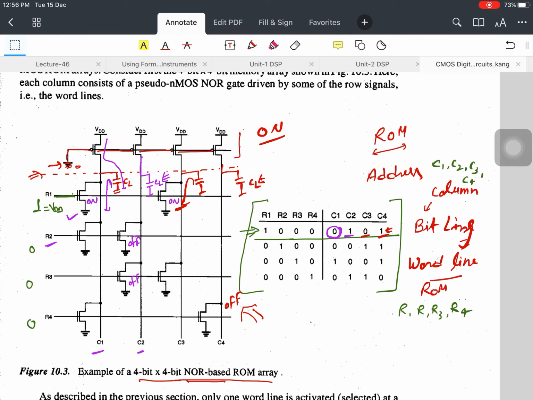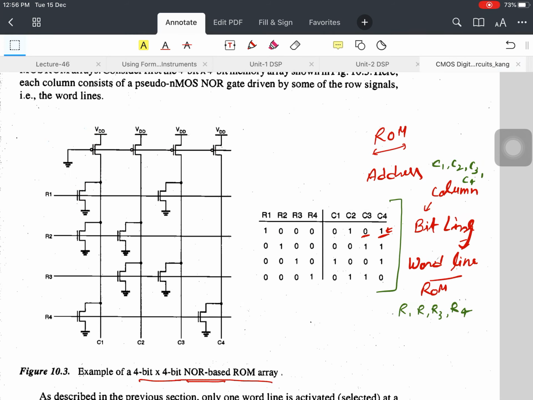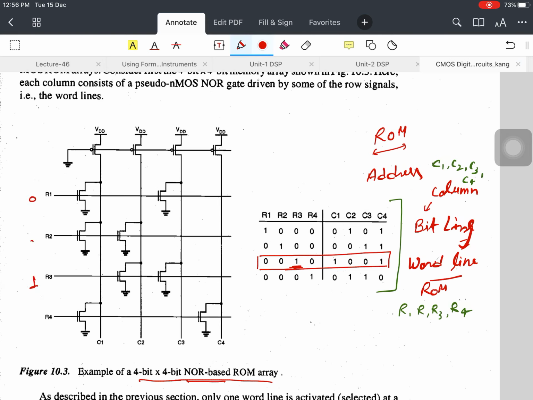Let us take another example. Let us say we are considering this path, this combination. When you are going to select R3 equal to 1, this value R3 is 1 and the rest are 0, 0, 0. So when R3 is 1, that transistor will be on, and the rest are 0, so all the other transistors will be off.